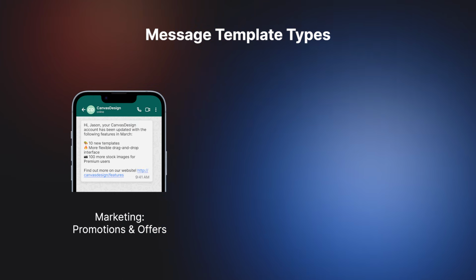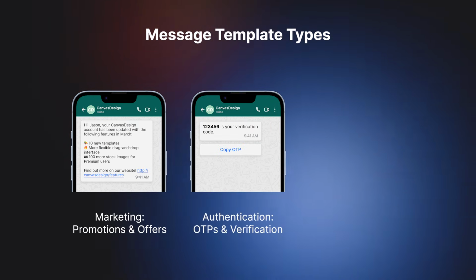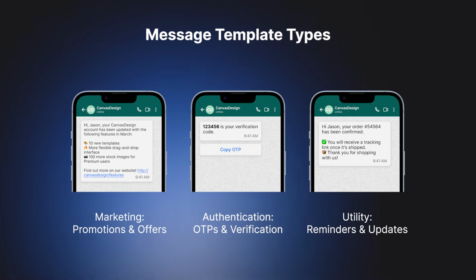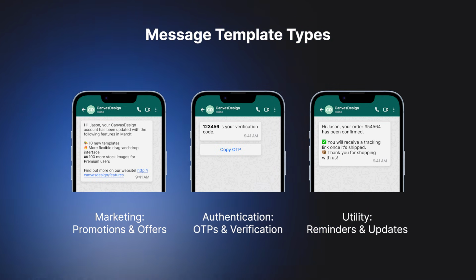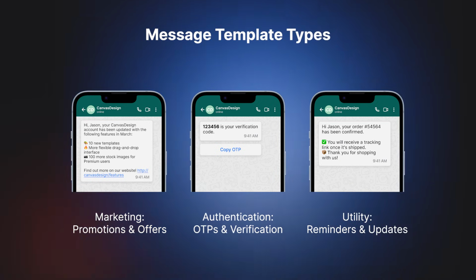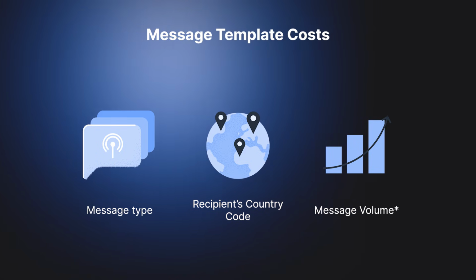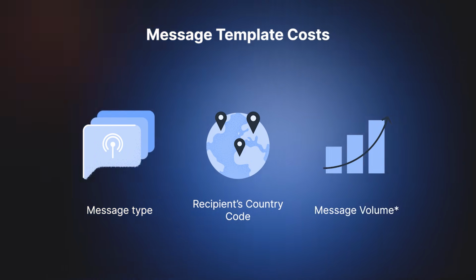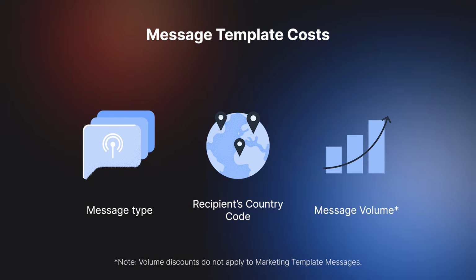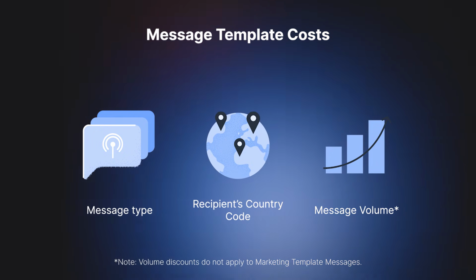There are three types of message templates: marketing for promotions and offers, authentication for things like OTPs, utility for reminders, updates, and notifications. Each template message has a different cost based on the type of message, the country code of the recipient's number, and the number of template messages you sent that month. The more messages you send of the same type, the lower the rates. These volume discounts don't apply to marketing template messages and are set monthly.